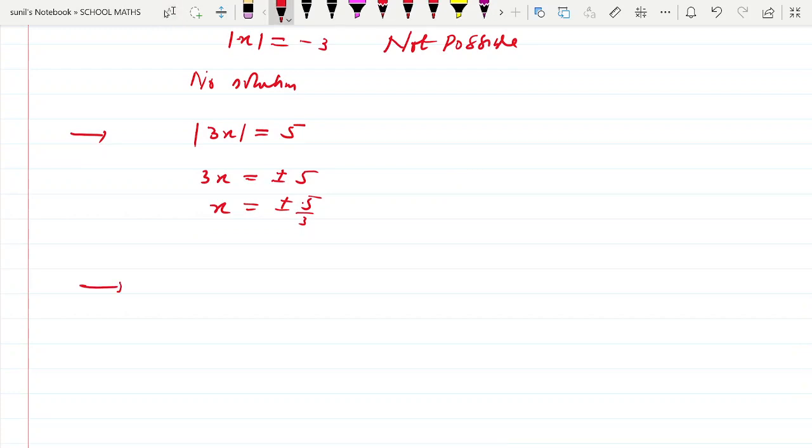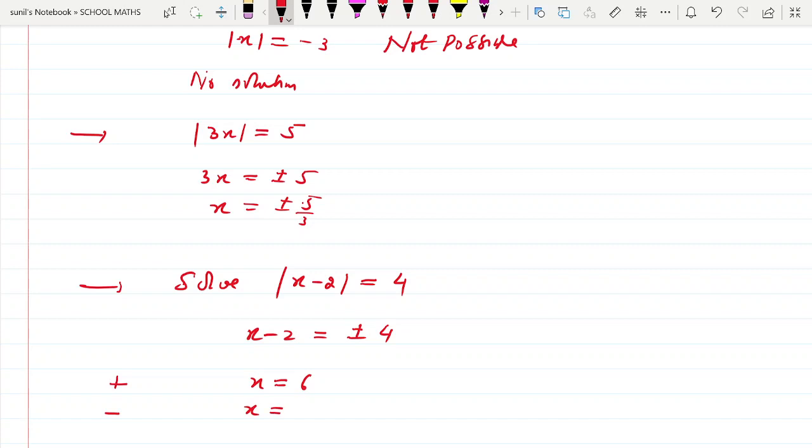Now suppose my question is solve mod x minus 2 is equal to say 4. Obviously, we can write x minus 2 must be plus minus 4. So you take the positive sign first. When you take the positive sign, the value of x is 6. When you take the negative sign, x is equal to minus 2. So these are the possible solutions in this case.